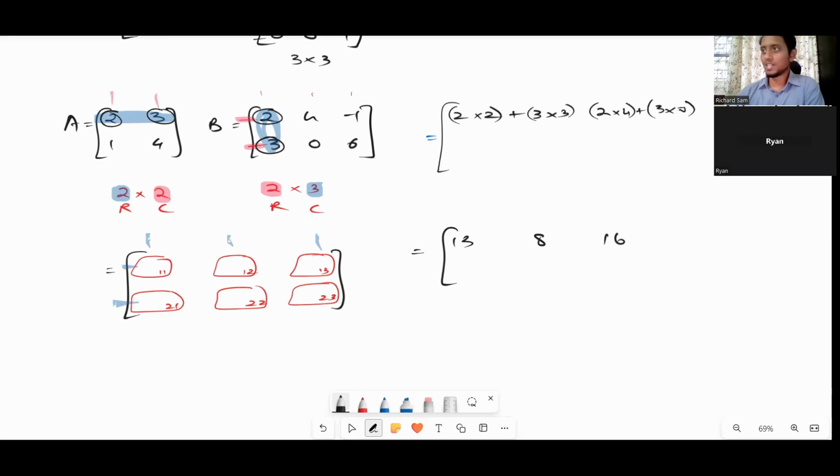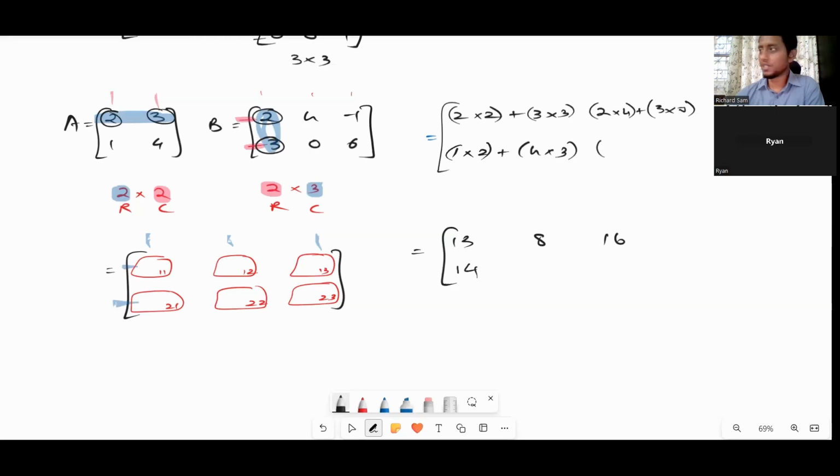Now, 2, 1. Next position. 2, 1 means second row into the first column. So 1 into 2 plus 4 into 3. How much is that? Tell the answer. 2 plus 12, 14, right? Okay, next, Leah, tell me.